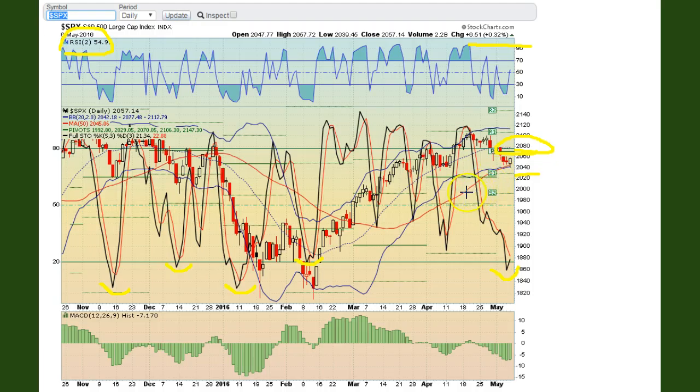We are testing the red line here, the 50-day moving average. As I explained in the previous video cast, that should be a line of support and a possible bounce. Now, where does the possible bounce go? The possible bounce goes to the pivot. If you want to see that more clearly, you can see that here. The pivot is that P line here, and that's around 2070, 2075.